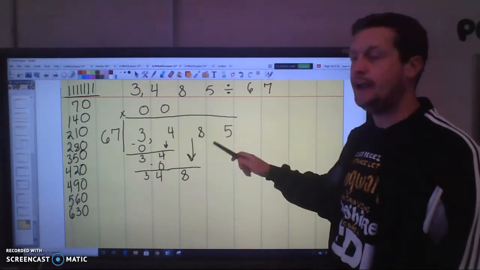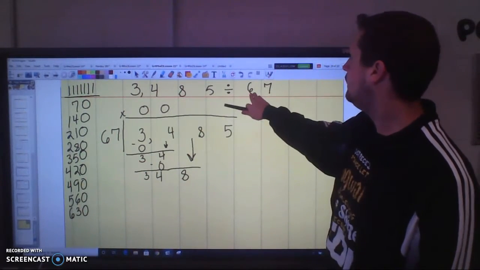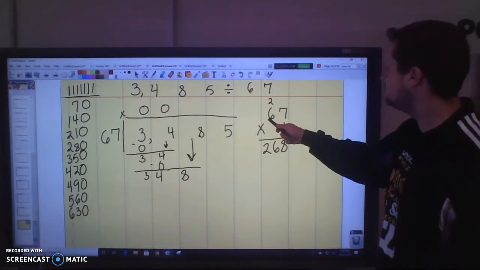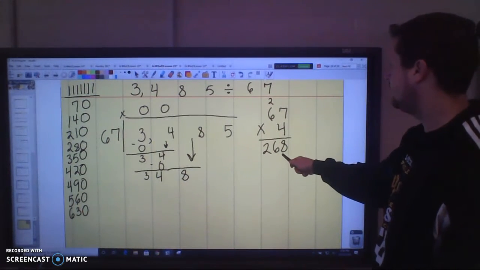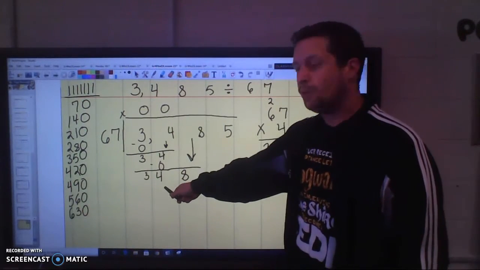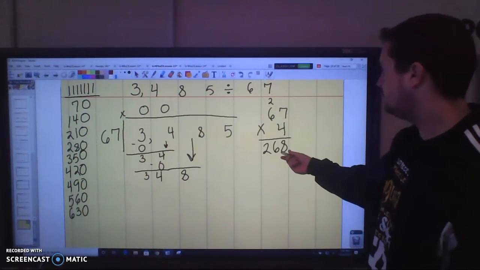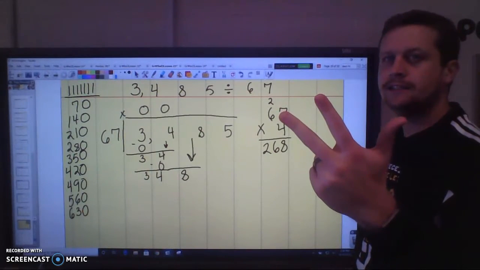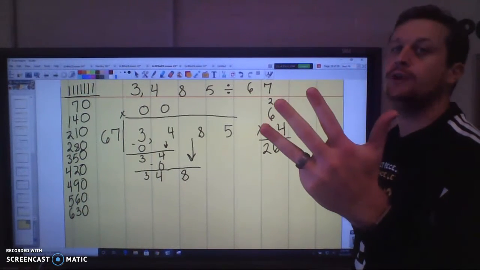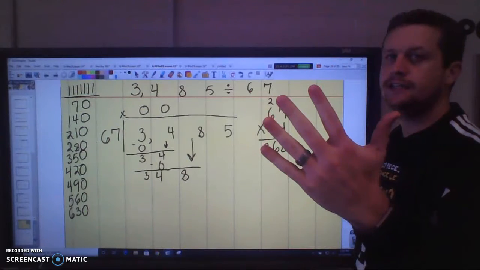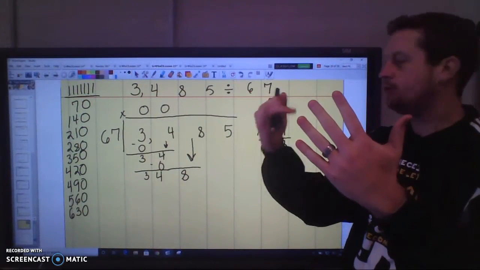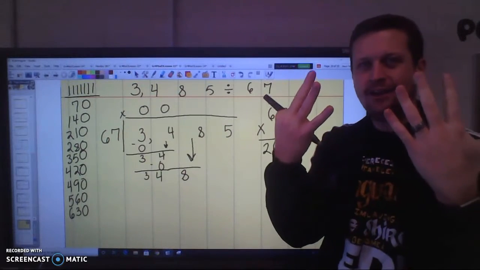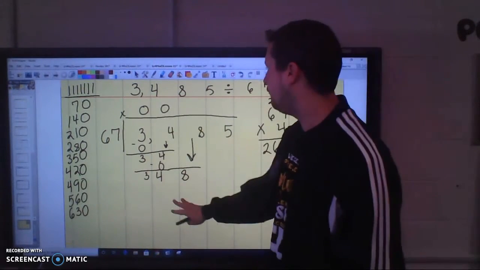Let's try that. I'm going to go ahead and work out 67 times 4 and see what we get. All right, when I did 67 times 4, I got 268. Well, we're looking for 348. So if I got 268, 278, 288, 298, 308, 318, 328, 338, 348. That's still 80 away. So that's still pretty far. So I'm going to try our next one.